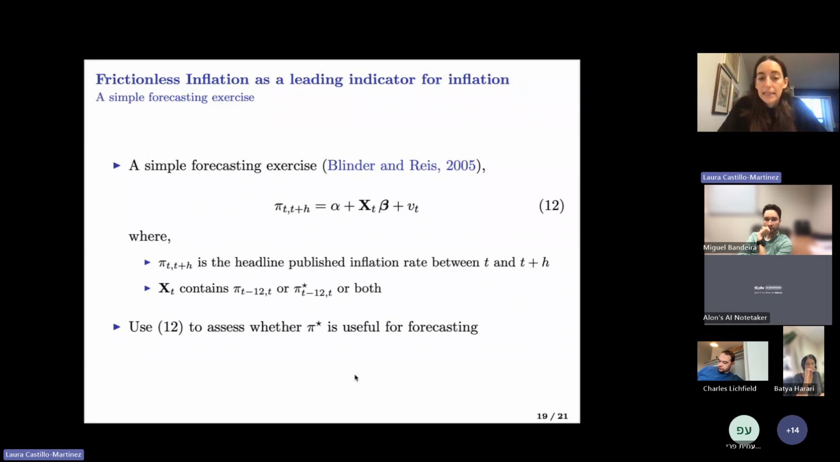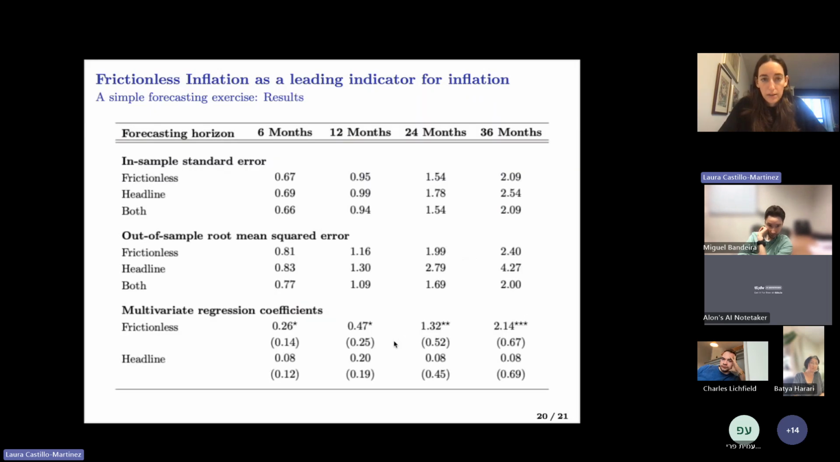And the whole point of this exercise is to see whether this frictionless inflation measure that we've estimated has additional information beyond what's already part of past inflation that might be useful for forecasting. And these are our results. We're going to have 4 different forecasting horizons: 6 months, 12 months, 24 months, and 36 months. And we're going to do 3 sets of exercises.